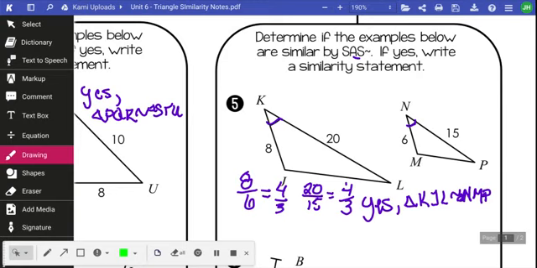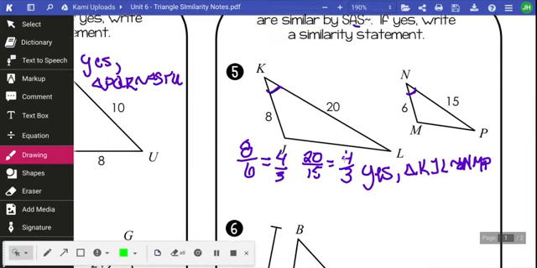Okay, and the order of those letters matters, so you want to make sure your long side matches with the other. So if you look at M and P, it should be in the same place as J and L. If you look at KJ, it should be in the same place as NM, and that it is.